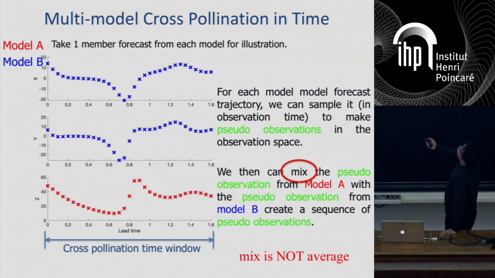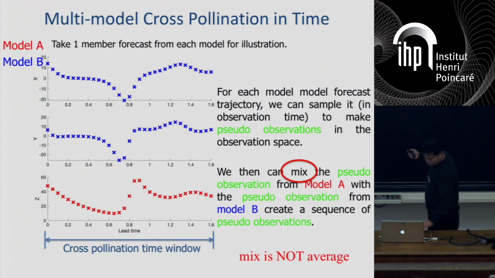use their forecast trajectories to generate the pseudo observations, then combine them. In this 3-dimensional example, for X and Y I take model B and for Z I take model A. But remember, because I mix them up, they're not going to be trajectories of any of those models. That's why I call them pseudo observations, because I can combine them in the observation space. In this case, the observation space and the model space are exactly the same.